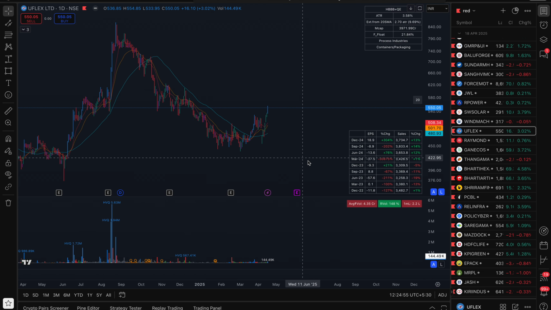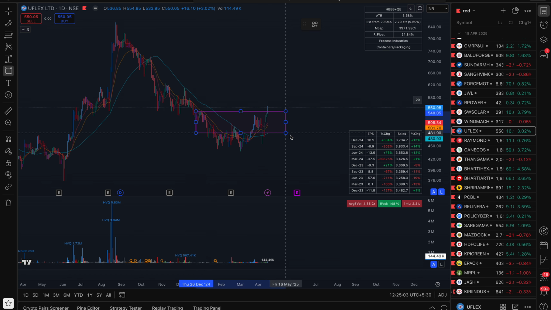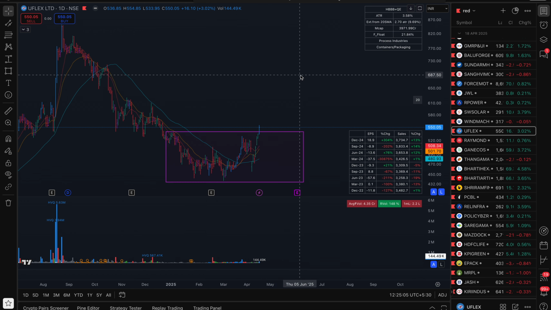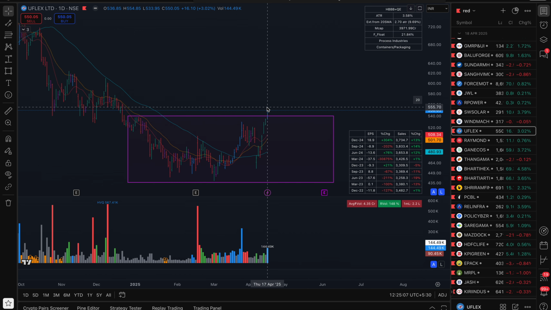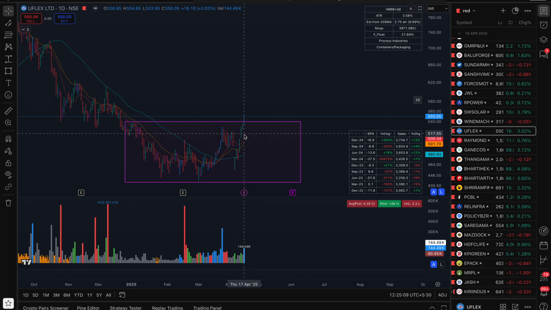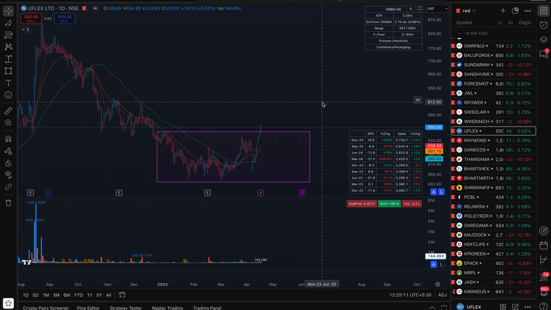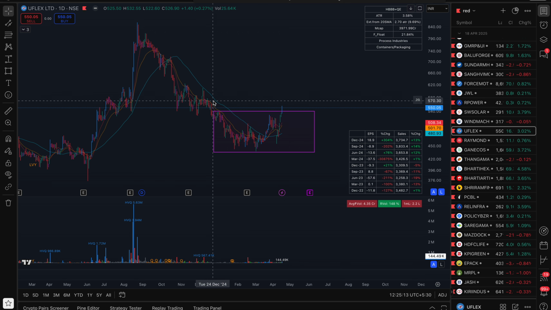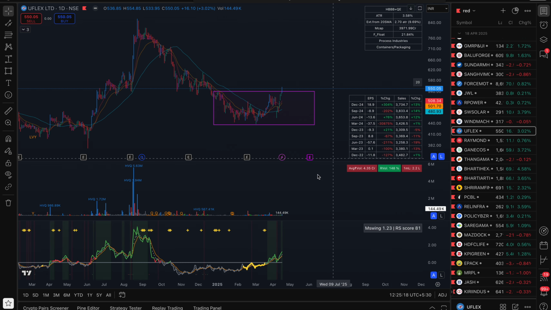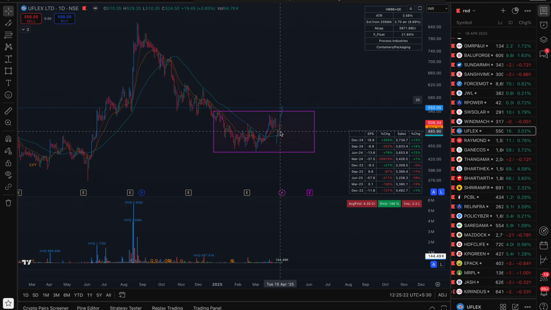Uflex, so a couple of things about Uflex. Very deep base, but it's a reversal base, and the breakout happened last Friday or Thursday, recent candle. Currently it's extended, and there is no tightness, but I'm interested in this base because I think it could start an up move to at least its previous high.